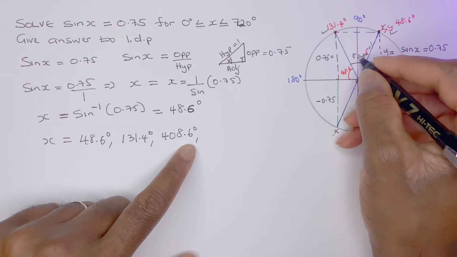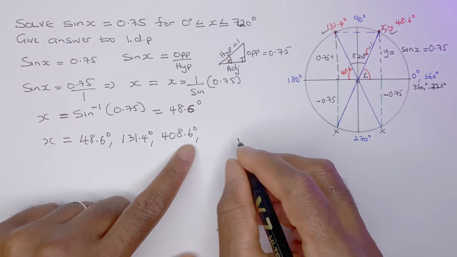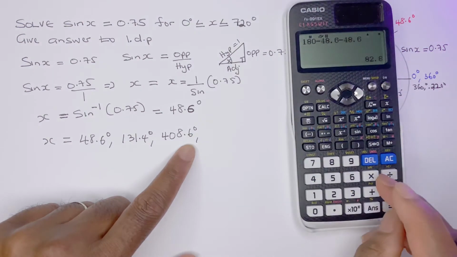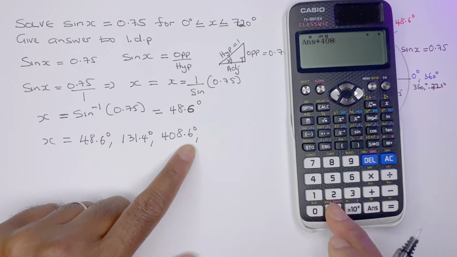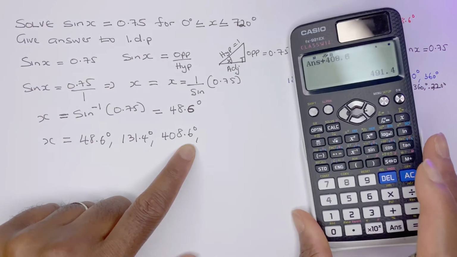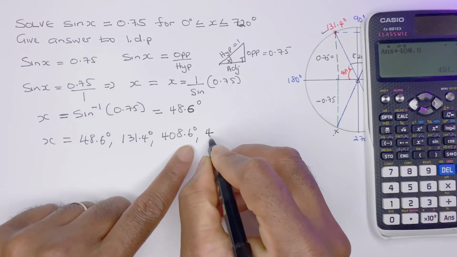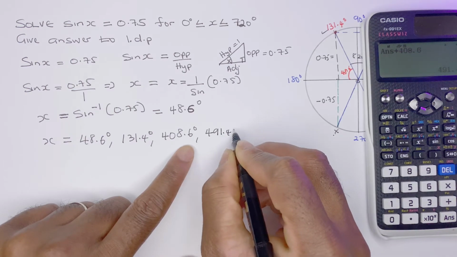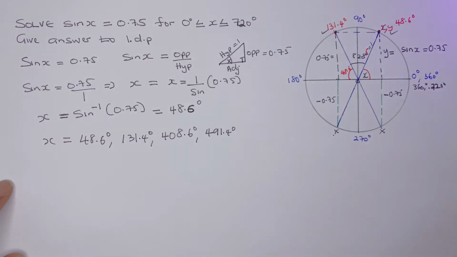So I need to add 82.8 degrees to 408.6. So let's do that. So we plus 408.6. That will be 491.4 degrees. So that's 491.4 degrees. And those are the angles that we're looking for.